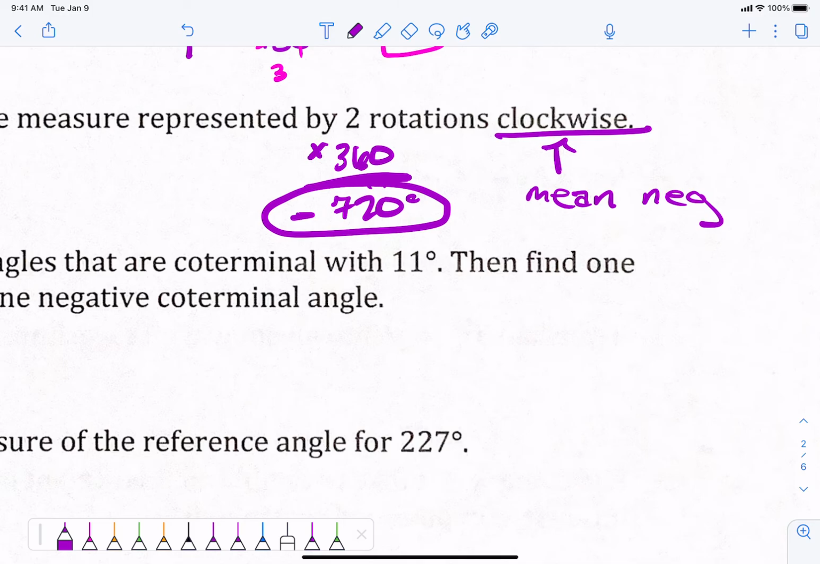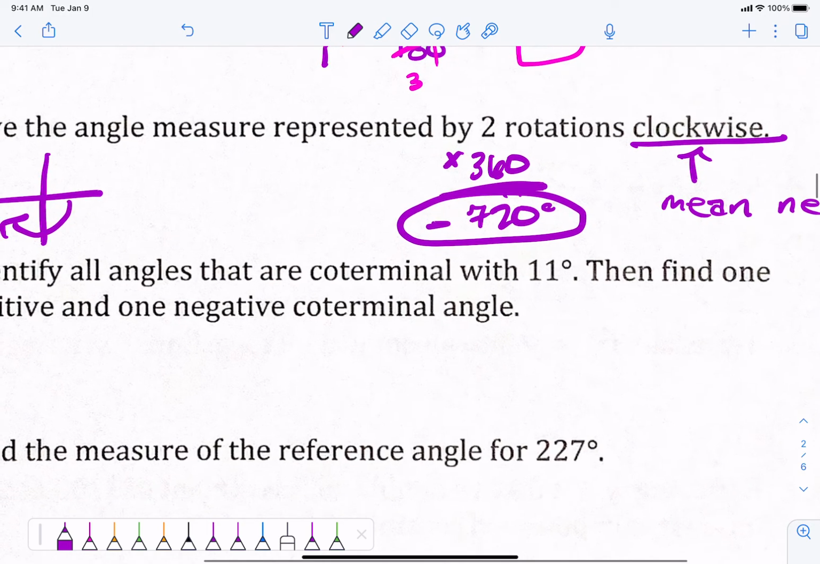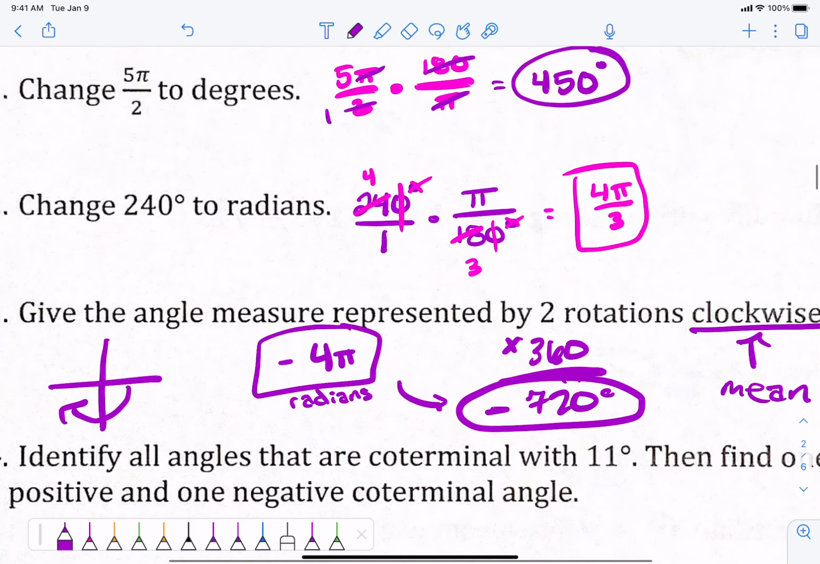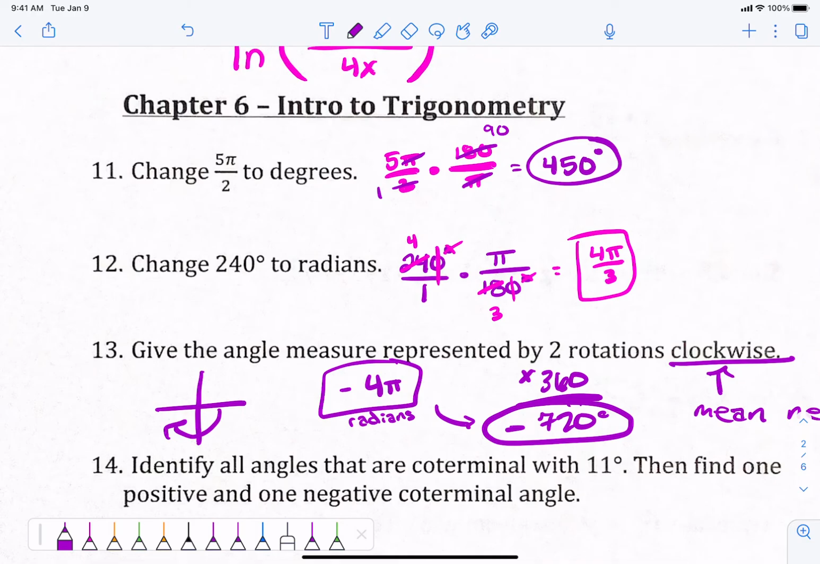Now, if we're doing it in radians, it doesn't specify, so I'll let you do it in degrees, but if they say radians, how many radians would that be? 4 pi radians, right? 2 pi is 360. So this would be negative 4 pi in terms of radians. Just keep that in mind. Or you could easily convert 720 to radians like we did on 11 and 12: negative 720 times pi over 180, etc.